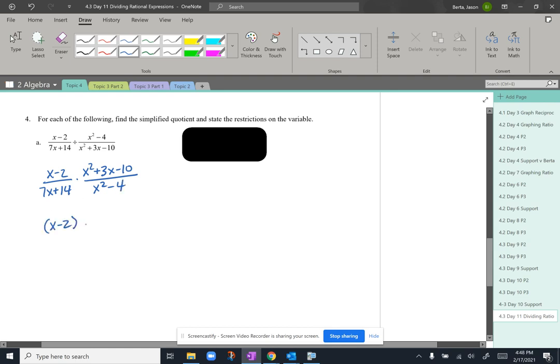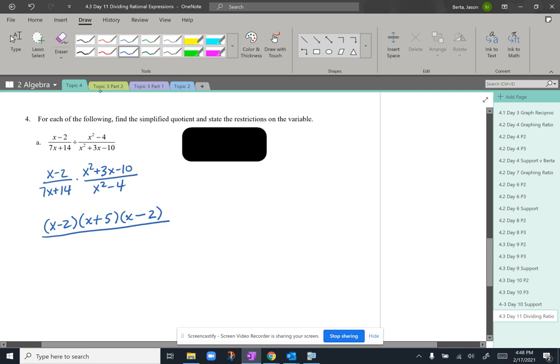x minus 2, can't do anything to further factor that. x squared plus 3x minus 10. All right, we're going to use the sum-product rule to figure out what factors there. Well, what multiplies to negative 10 and has a sum or difference of 3? I think 5 and 2 multiply to negative 10. And if I make the 2 negative and the 5 positive, the difference there is a positive 3. So that's how we factor the numerator.